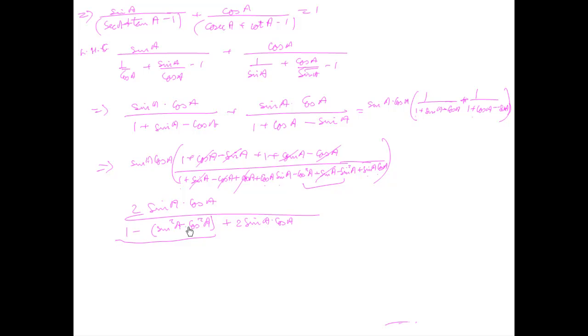This, children, sin squared A plus cos squared A is 1, so 1 minus 1 is 0, and then we're left with 2 sin A cos A upon 2 sin A cos A, which cancels to give you 1, children. So here, this is the required right hand side, hence proved.